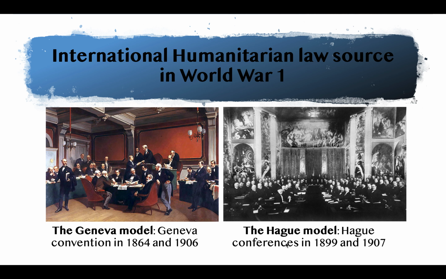International humanitarian law sources in World War I. The first source is the Geneva Model, which came from the Geneva Conventions in 1864 and 1906. The second source is the Hague Model, which came from the Hague Conferences in 1899 and 1907.